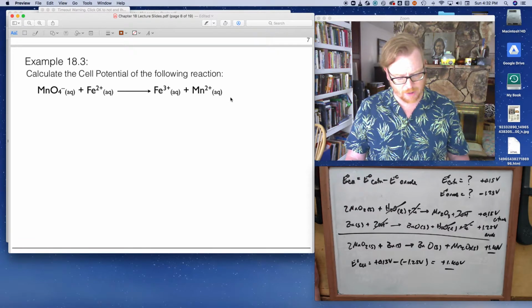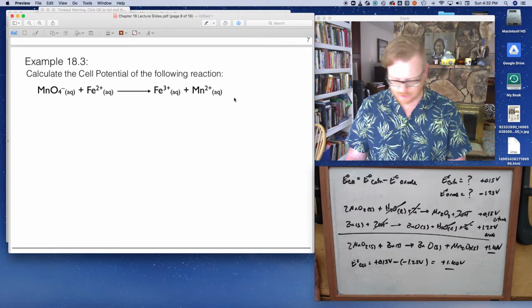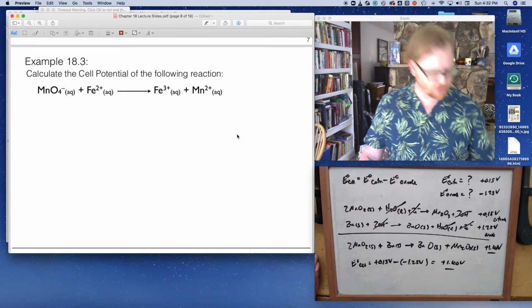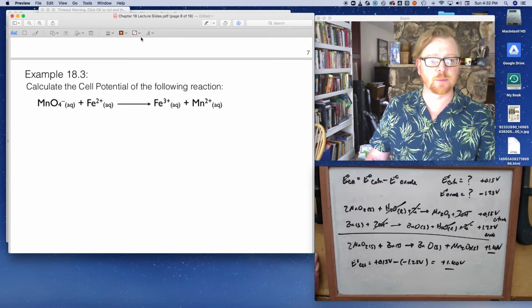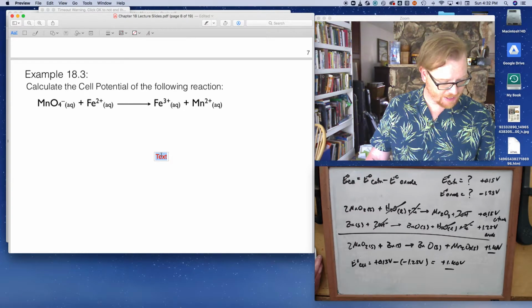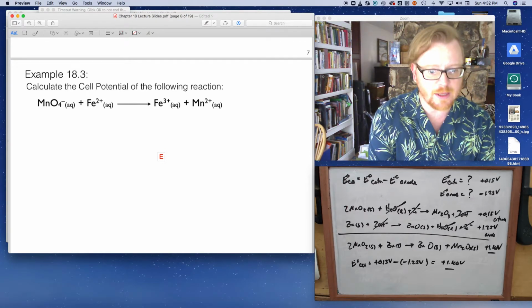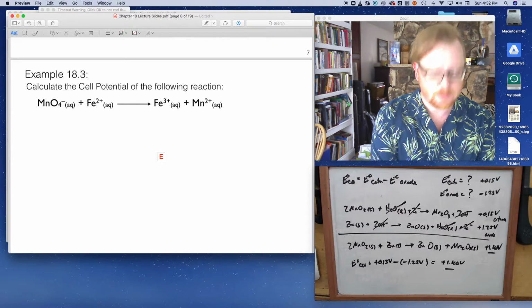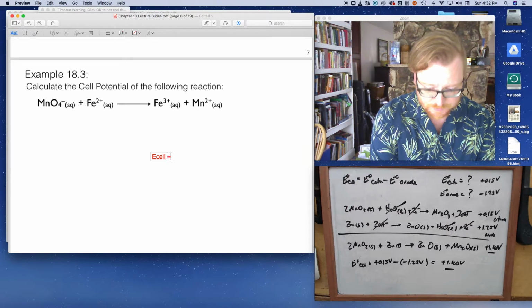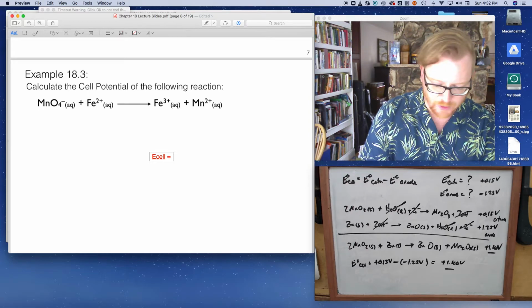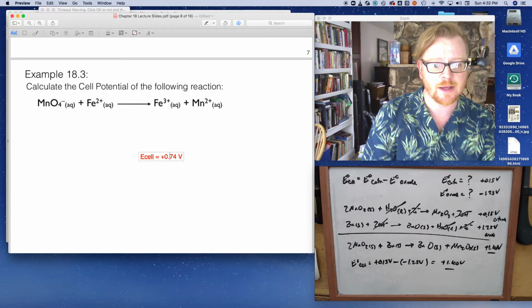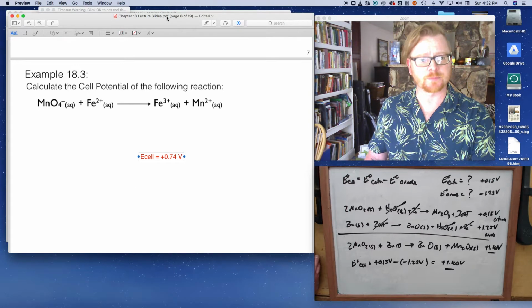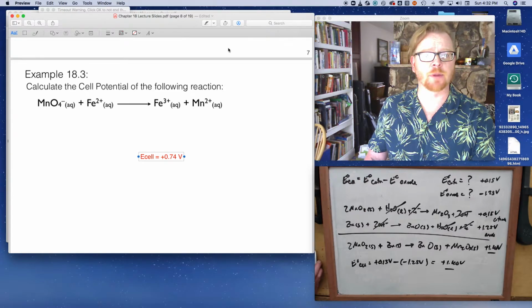I kind of want to move on to the next problem, but I will go ahead and fill the answer in because we need it for the next little bit here, and that way you can check your work. You should get E cell, pretend I put a little subscript 0 up there, 0.74 volts, and it's positive, okay? Positive 0.74 volts is what you should get for this problem.